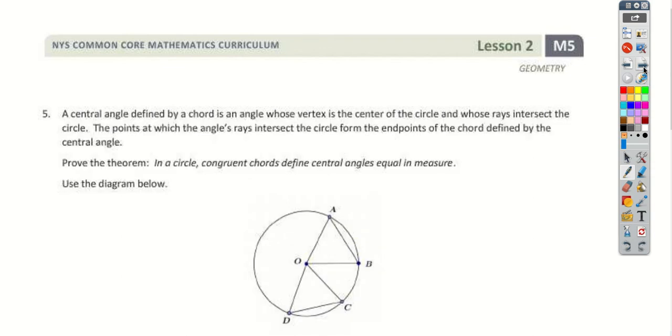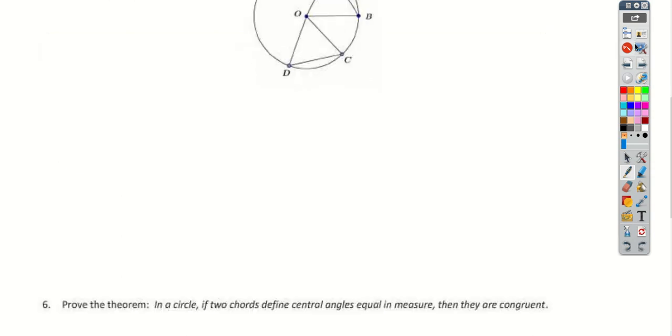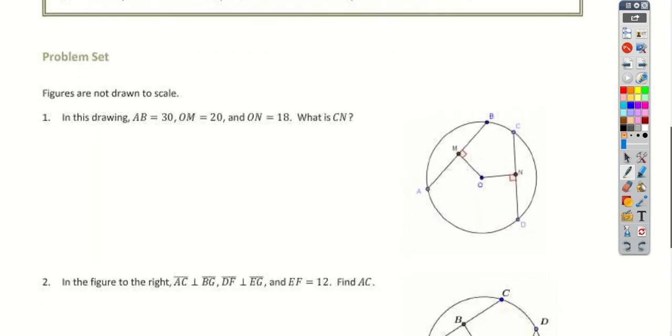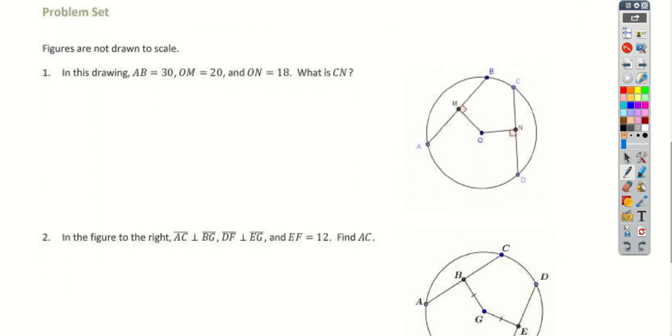So we're going to get into some questions here. Take a look at the problem set. Number 1. These questions involve a lot of right triangles here, guys. I'm just warning you. Number 1. In the drawing, AB is 30. I'll try to keep this to about 5 minutes here. AB is 30 and OM is 20.